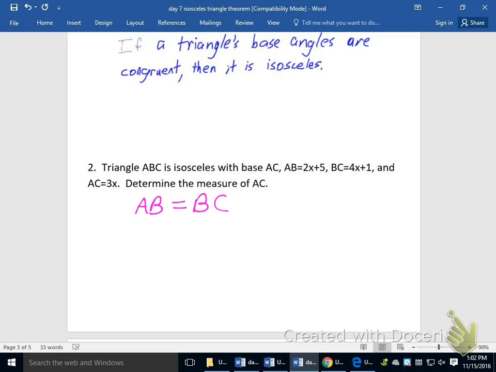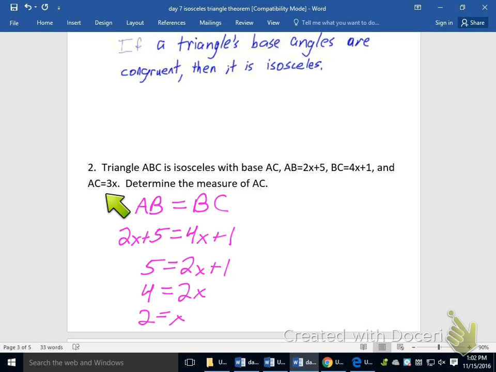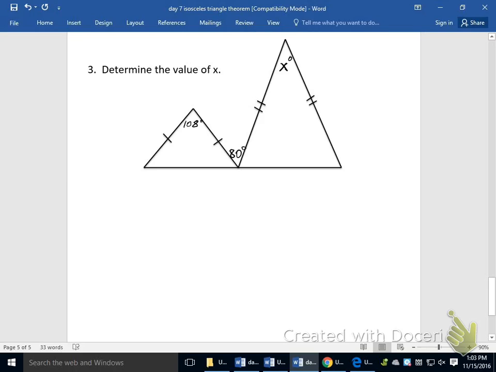So hopefully you're comfortable with how I come to that conclusion, that AC is the non-congruent side, so the other two sides are congruent. Now I can substitute in the 2x plus 5 and the 4x plus 1 that it gave us. And now I'll just solve for x. I'm going to subtract 2x to the right here, subtract 1 over, and divide by 2. So x equals 2. It did say determine the measure of AC, so since AC equals 3x, 3 times 2 is 6. And we're done with that problem. Easy as that.